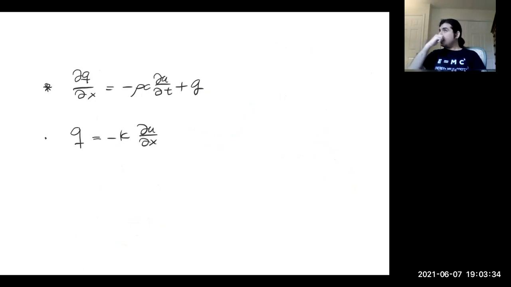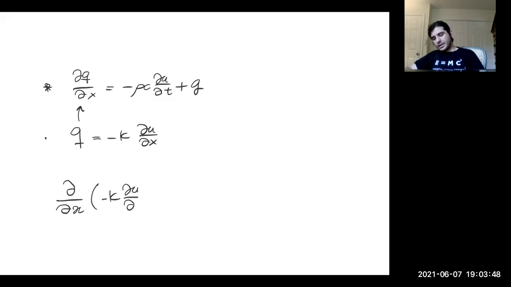Now, if I plug this equation into the other one, I would have partial q partial x, but q itself is equal to minus k partial u partial x, would be equal to minus rho c partial u partial t plus g. Okay, now k is a constant, so the left-hand side is equal to minus k, the second derivative of u with respect to x.